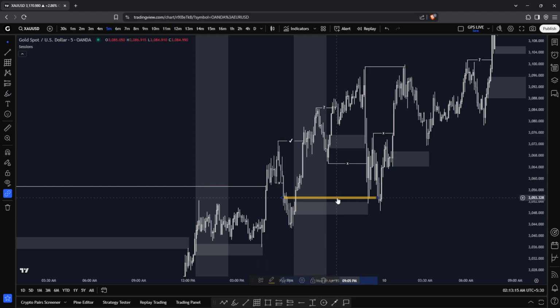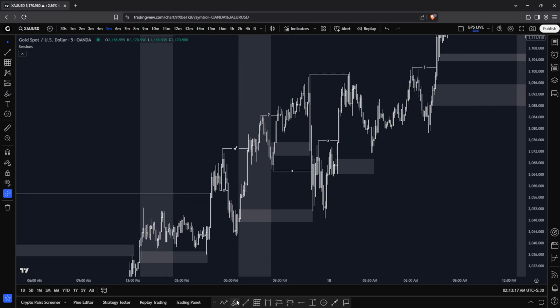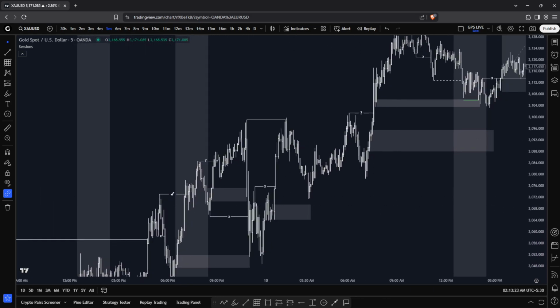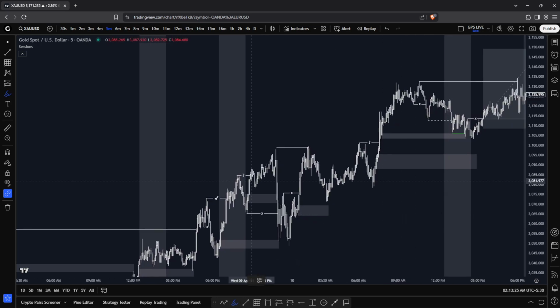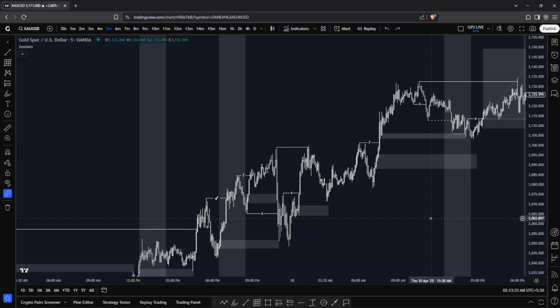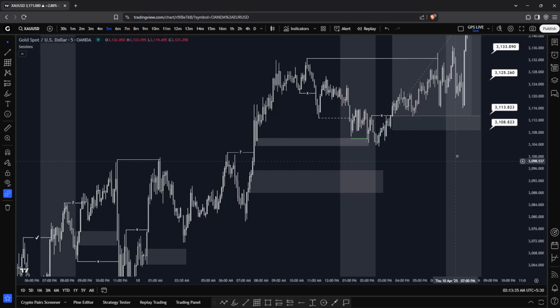I didn't take any entries in this order block because this is past the session, so I don't take any entries past the session. Okay, so the same thing happens. The market clearly accumulates an inducement, breaks the high, takes the inducement, mitigates in your order block, and then breaks the high. And this is the same thing that happens over and over in the market.